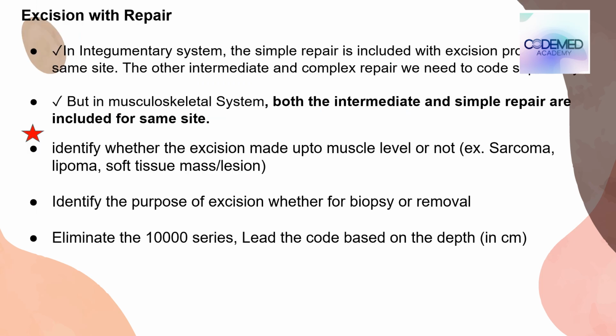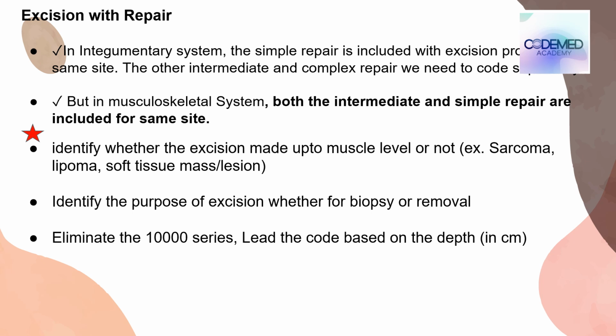Remember that. Now let us understand the guideline of excision with repair as far as the musculoskeletal system is concerned. In the integumentary system, what we have learned is that whenever a simple repair happens with the excision, it is included. But we code the intermediate and complex repair separately because they are not included in the excision. As far as the musculoskeletal system is concerned, both the intermediate and simple repair are included for the same site. This is very, very important, and so I have put an asterisk on that.